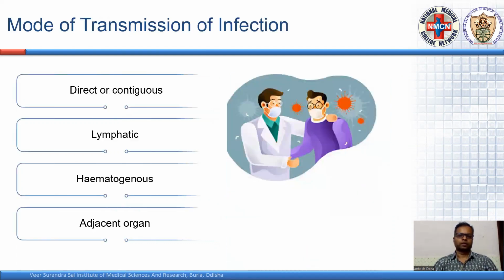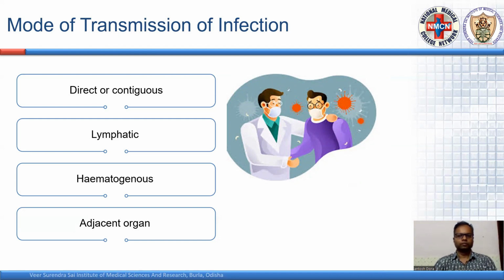Coming to the mode of transmission. The mode of transmission can be either direct or contiguous spread. It can be through lymphatics, it can be through hematogenous spread, or it can come from an adjacent organ, that is from outside the genital tract, like acute appendicitis or appendicular perforation can also transmit infection to the pelvic organs, to the fallopian tube, uterus, like that.